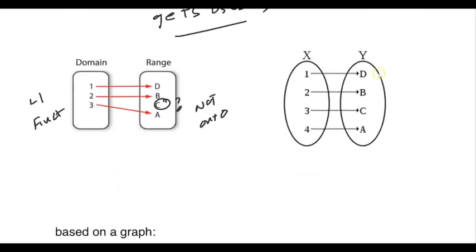And look at this one right here. It's a function. It's one-to-one, and it's onto. This is a one-to-one onto function. When you put it all together, you get a one-to-one onto function. Look how pretty it looks.